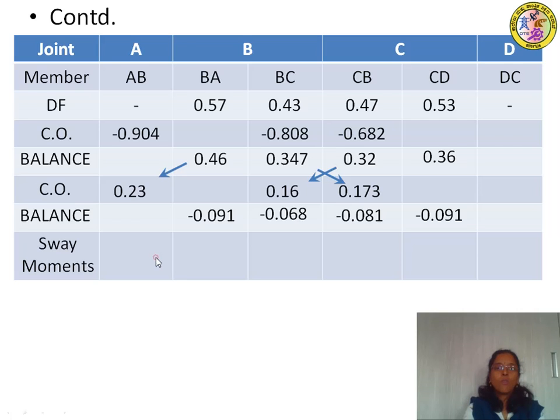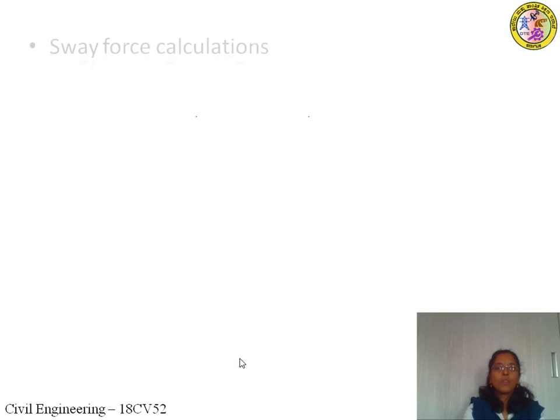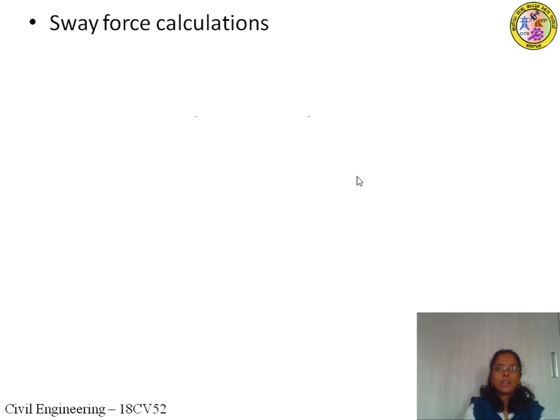For AB it is minus 12.11, for BA it is minus 8.32, for BC it is plus 8.32, for CB 7.9, and for CD minus 7.9, and for DC it is 0. These are the sway moments using which we will calculate the sway force. So in the next slide we are going to calculate the sway force.